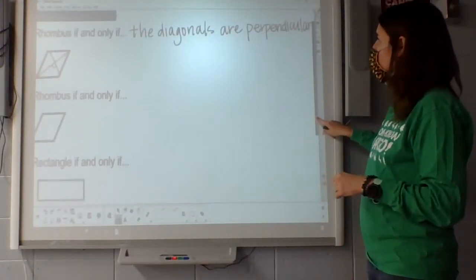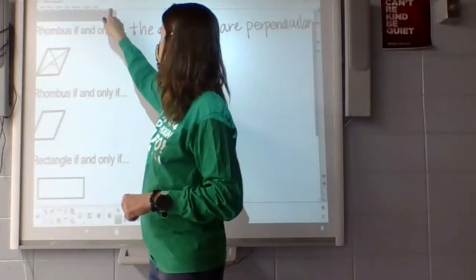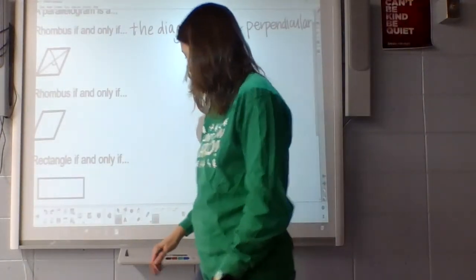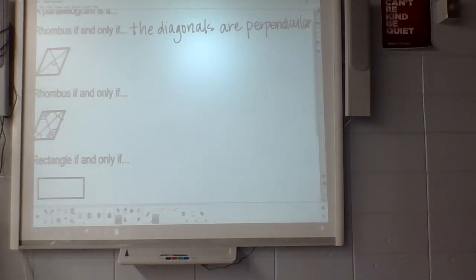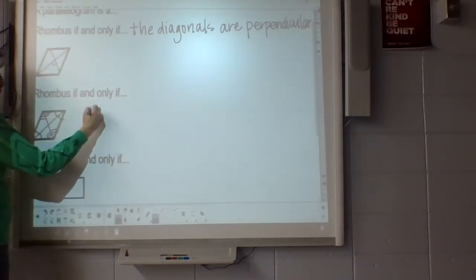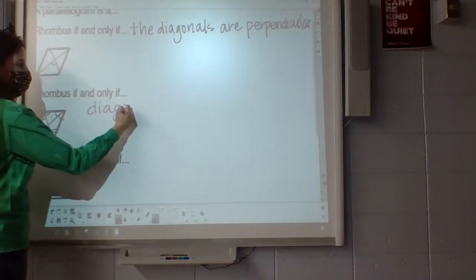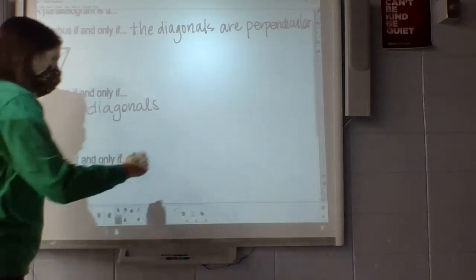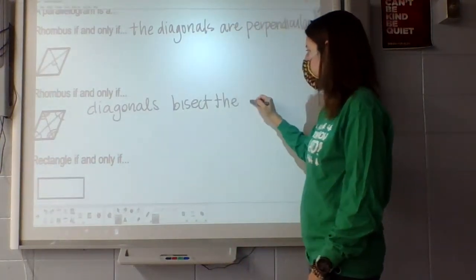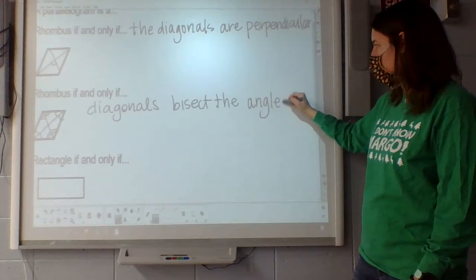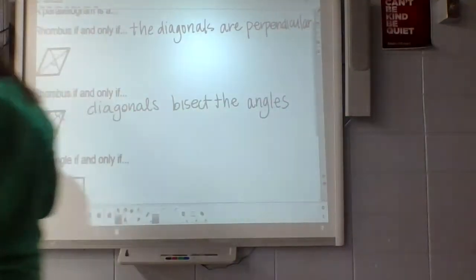I have another diagonals rule here for rhombuses. It's also a rhombus if the diagonals bisect the angles that they intersect. So they're going to bisect these angles. The diagonals bisect the angles.